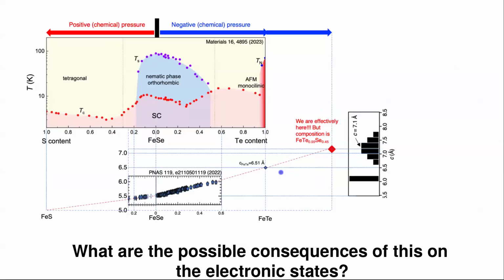Another thing that is important to compare: if you vary the composition between iron selenium and iron telluride, you get an increase in the lattice constant that corresponds to our measured step height. But even if you went all the way from iron selenium to iron telluride, you wouldn't get to the 7 angstroms we measured, which means that these layers on the flakes are relatively more decoupled than in the bulk. And the crucial point is, what are the consequences of this for electronic states in this material?